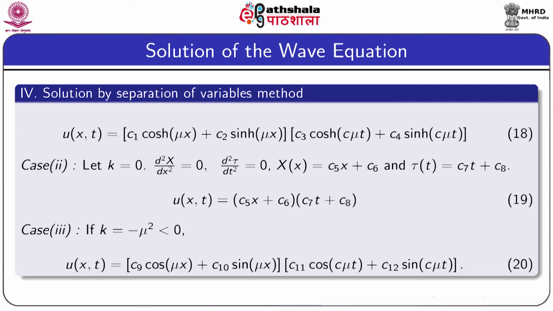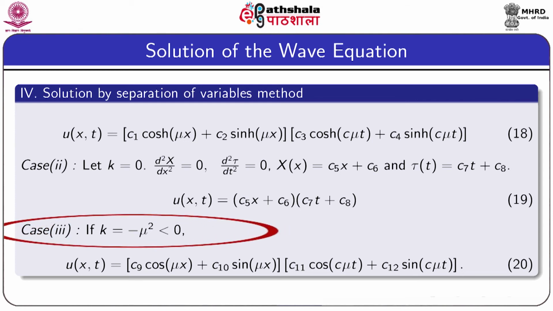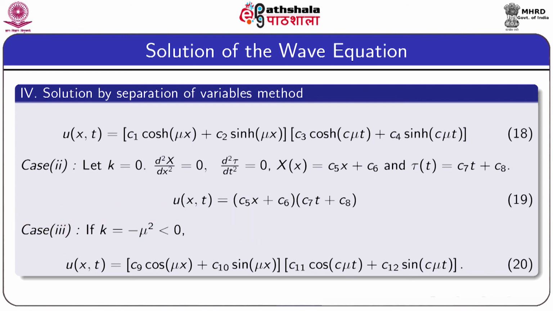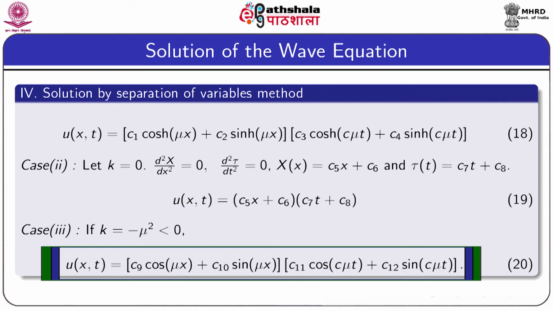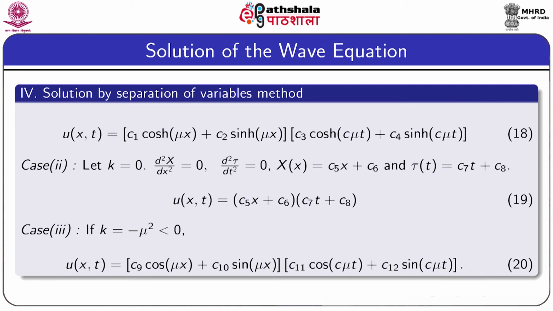Now, in the last case, we assume the separation constant k as some negative number. So, we assume k as minus mu square, and the solution becomes u equals to C9 cos mu x plus C10 sin mu x into C11 cos c mu t plus C12 sin c mu t, which is written in equation number 20.